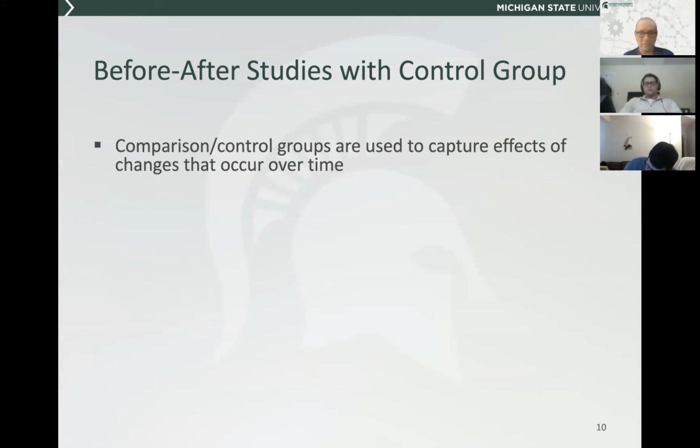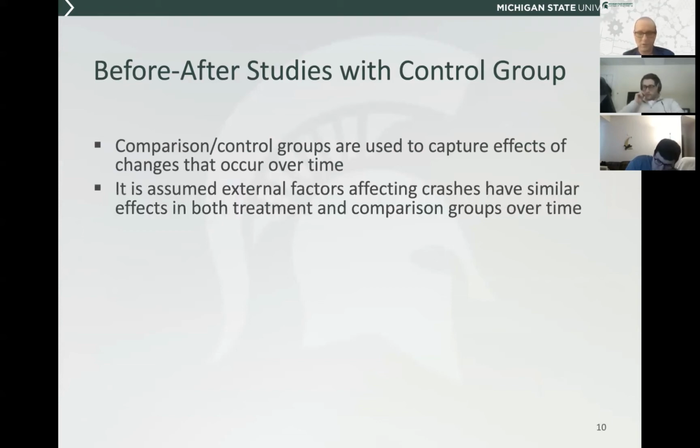Now, in our case, we'd basically be capturing data for comparison sites that were similar in terms of the site characteristics, except for the fact that some of those sites had treatments applied and some didn't. And we'd look at those sites over the same time periods. And by using the control sites, we could basically look at general trends that emerge with respect to some of those unobserved factors that may be influencing crashes over time.